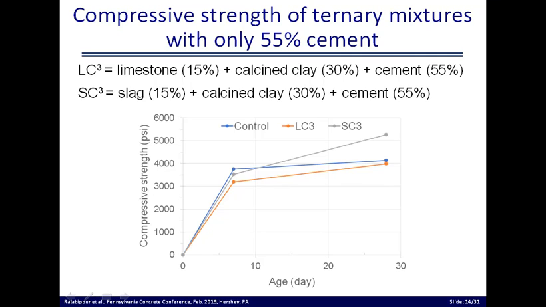At 7 days, they are pretty comparable. They're pretty close to the control. And at 28 days, the limestone calcined clay is essentially identical to the control, the 100% cement mix, while the slag calcined clay is significantly exceeding the strength. So essentially, calcined clay in combination with limestone and slag can be used to produce concretes that have almost half as much Portland cement. So you can cut the cost and you can improve the durability without really losing any strength.